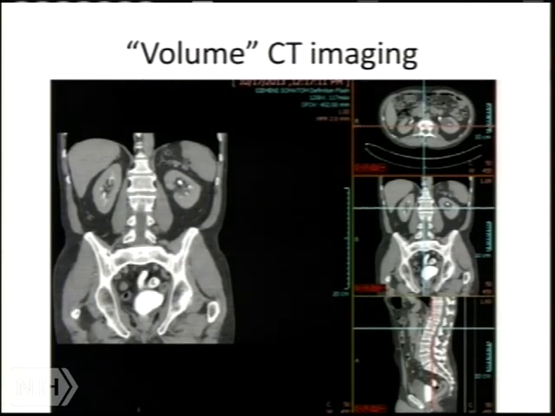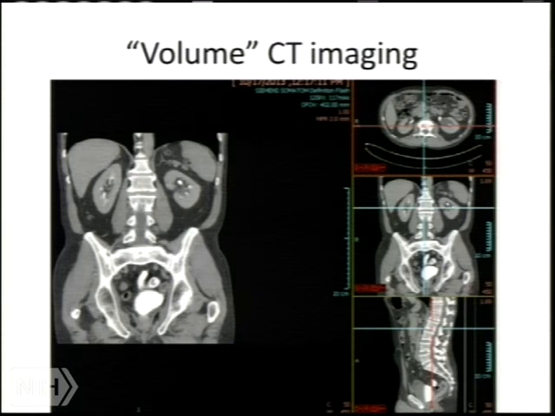So what's the advantage of doing these kind of volume CT scans? Well, the native image is this image in the axial plane. And this is a little bit of the liver, here are the kidneys, the vertebral body, etc. But because it's a volumetric acquisition, you can then reformat the image to be coronal or sagittal.